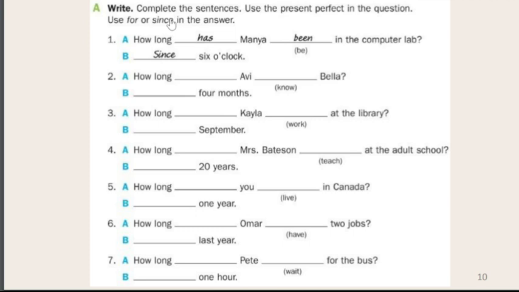Let's practice. We're going to complete the sentences, use the present perfect in the question, and we will use for or since in the answer. Here's our first example. Number 1, A. How long has Manya been in the computer lab? B. Since 6 o'clock.